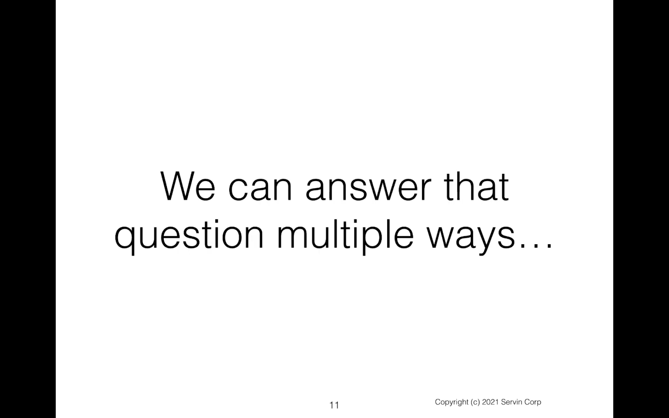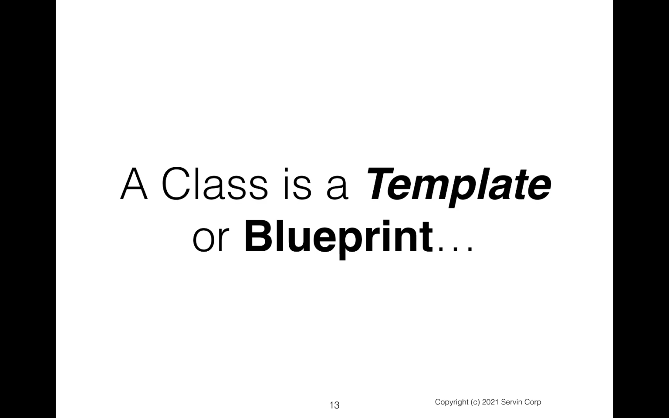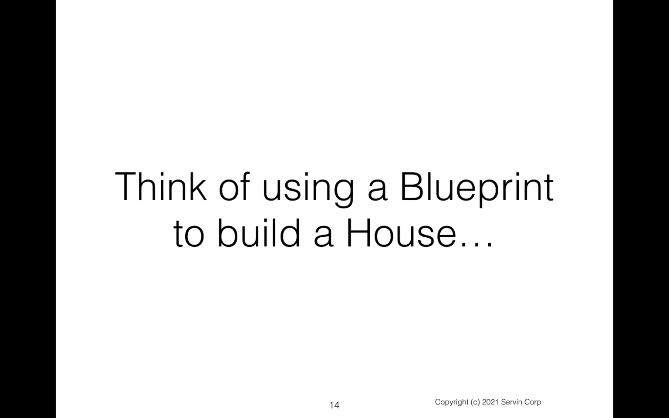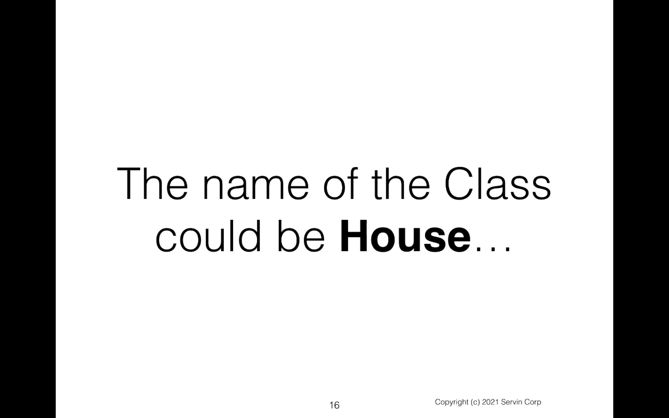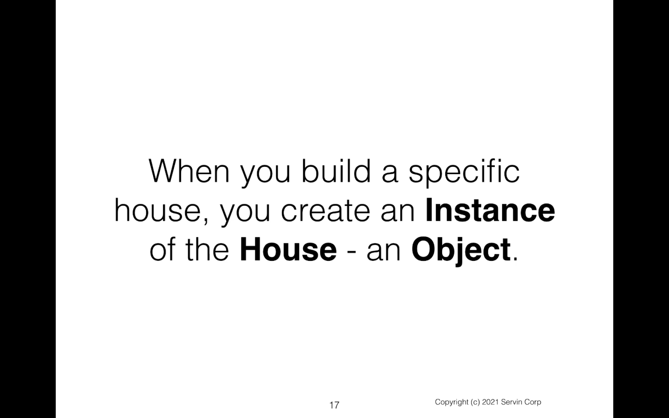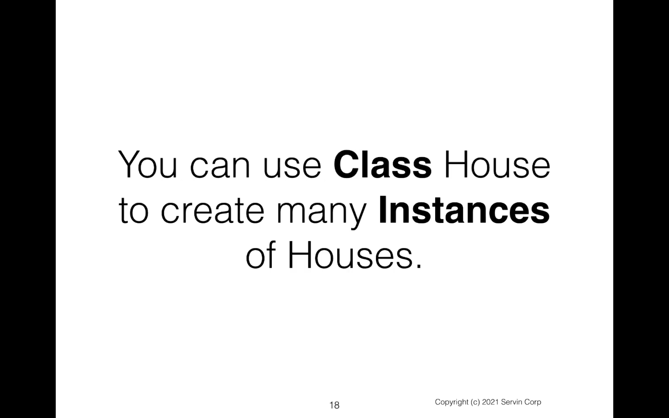We can answer that question multiple ways. One answer, a class is a template or blueprint. Think of using a blueprint to build a house. The blueprint is the class. The name of the class could be house. When you build a specific house, you create an instance of the house. That is, you create an object. You can use class house to create many instances of houses.